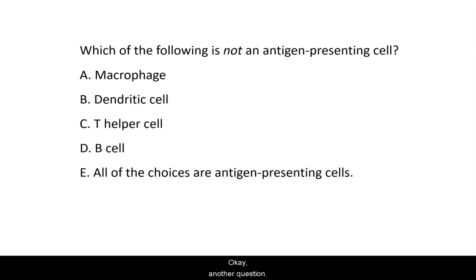Okay, another question. Which of the following is not an antigen-presenting cell? Well, you need to remember that the antigen-presenting cells are your macrophages, your dendritic cells, and your B cells, not helper T cells. These guys are not antigen-presenting cells. They need an antigen-presenting cell in order to do their job.